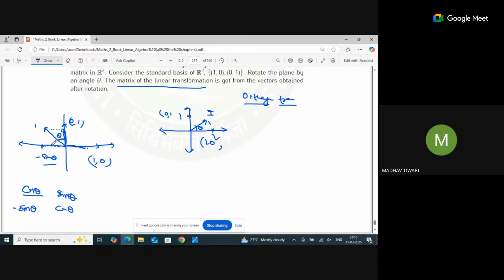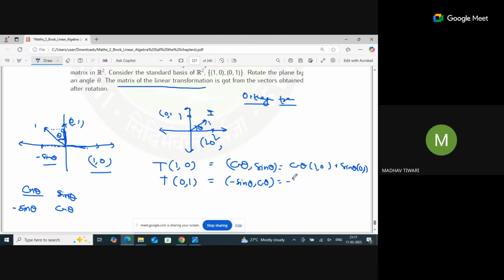Its length is sine theta, but we have to put the sign. So I got the transformation of (1, 0) as (cos theta, sine theta), and the transformation of (0, 1) as (minus sine theta, cos theta). If I rewrite this as a linear combination of these two bases, supposing the same basis for domain and codomain, what will that be? Cos theta times (1, 0) plus sine theta times (0, 1), right?